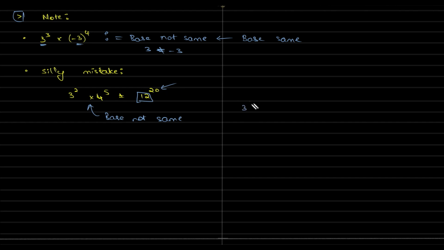So some people write the answer as 12 to the power of 7. Some people write the answer as 3 to the power of 7 or 4 to the power of 7. So some way or some other way they make a mistake over here. It's a mistake that I have noted, so I just showed it to you guys. Hopefully you will not make the same.